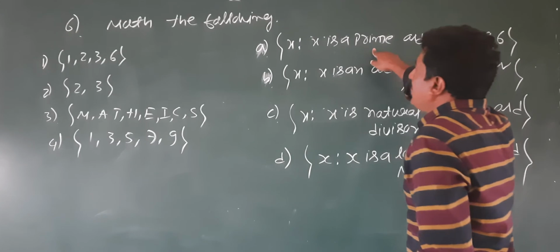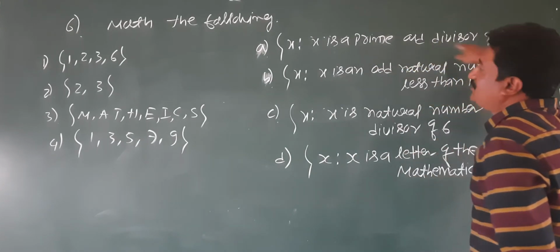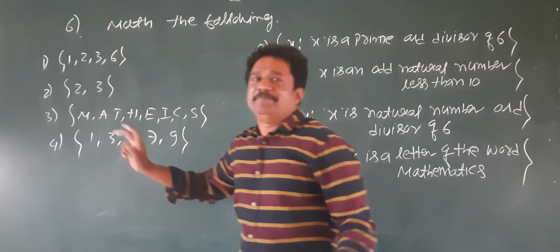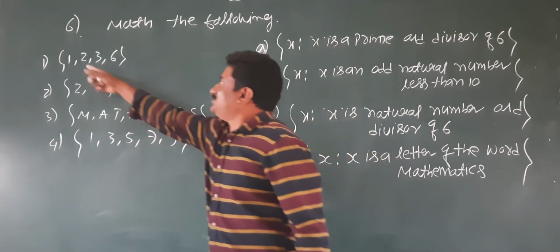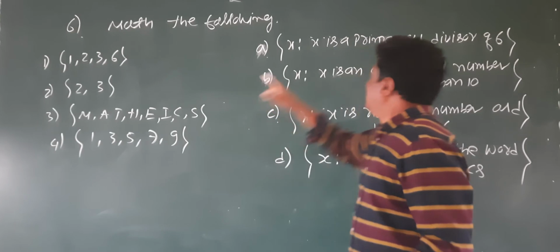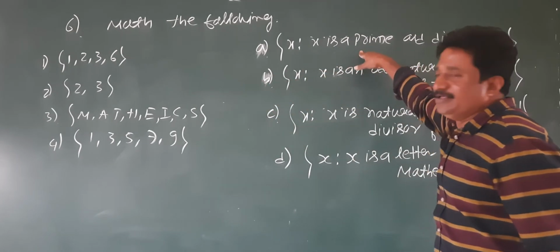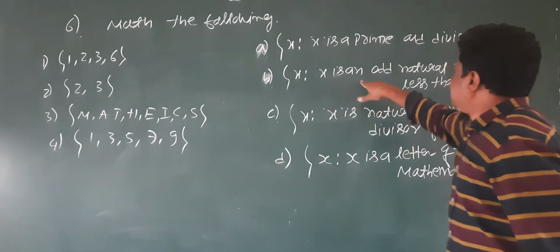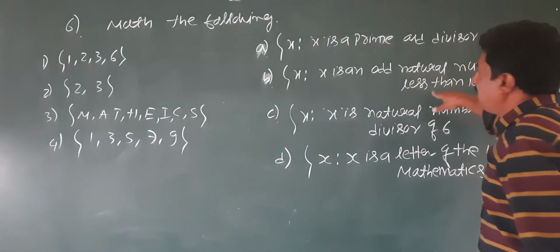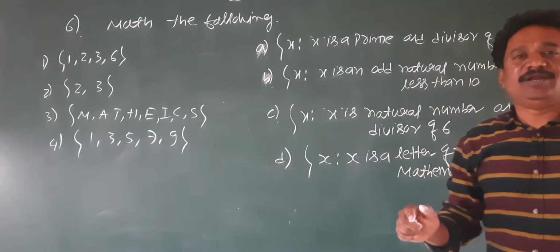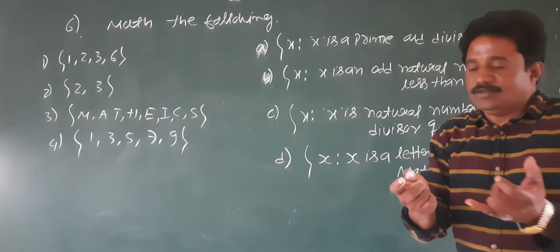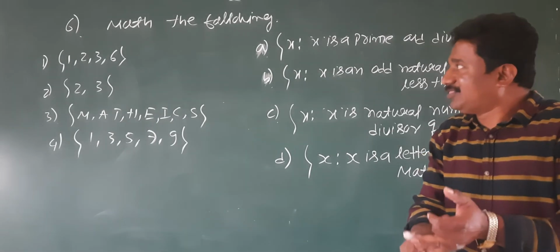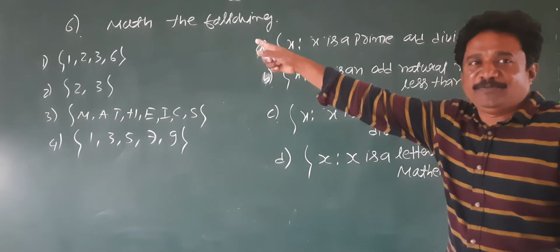X is a prime number and divisor of 6. Are all these numbers prime numbers? No. 1 is not a prime, 6 is not a prime. So this first one is not matching with 1, right? X is an odd natural number less than 10. Tell me odd natural numbers less than 10. 1, 3, 5. No, it won't match.